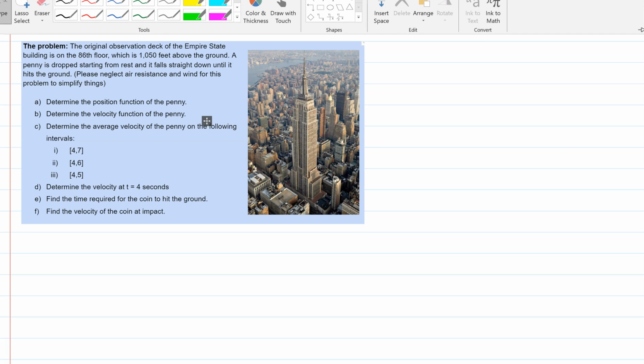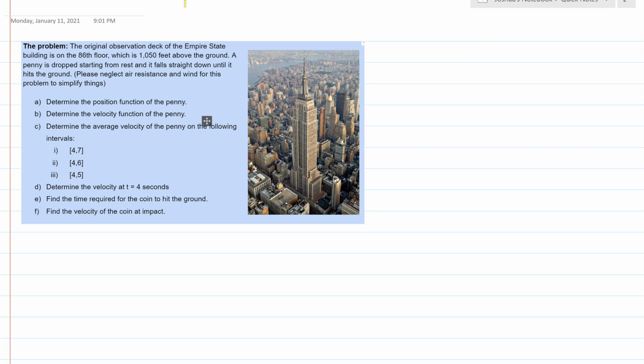The original observation deck of the Empire State Building is on the 86th floor of the building, which is 1,050 feet above the ground. A penny is dropped starting from rest, and it falls straight down until it hits the ground. Starting from rest is important, make a note of that. And we're going to please neglect air resistance and the wind for this problem just to simplify things. So this is more of a theoretical problem.